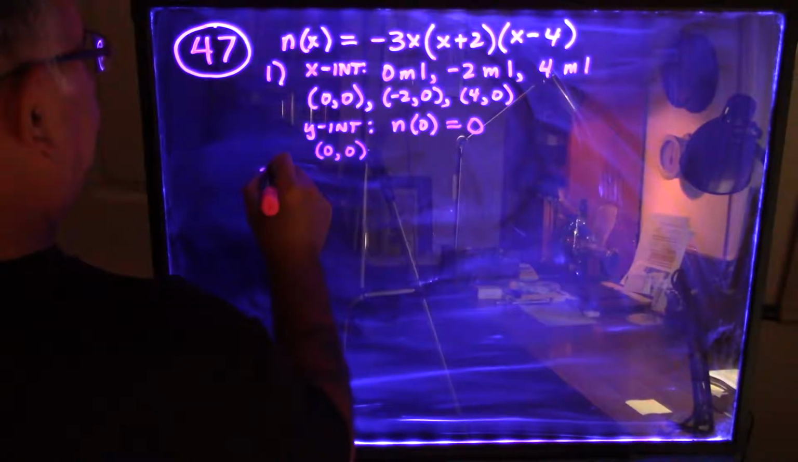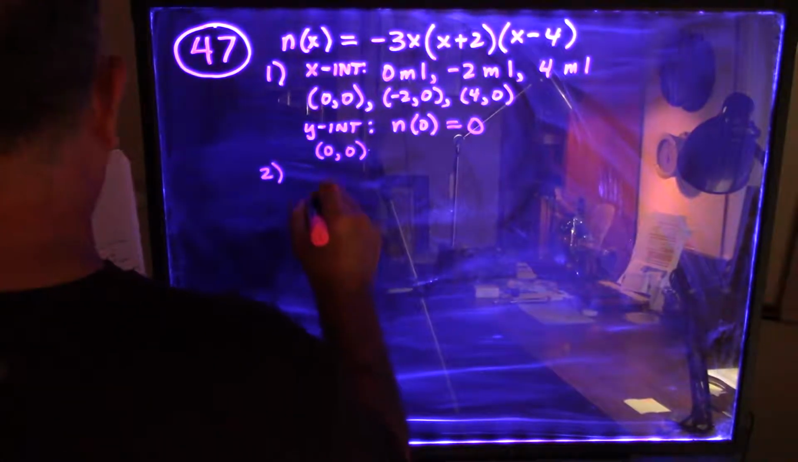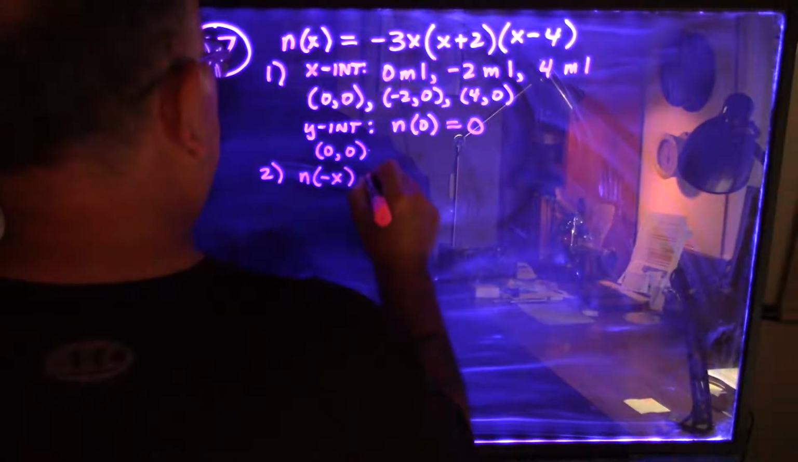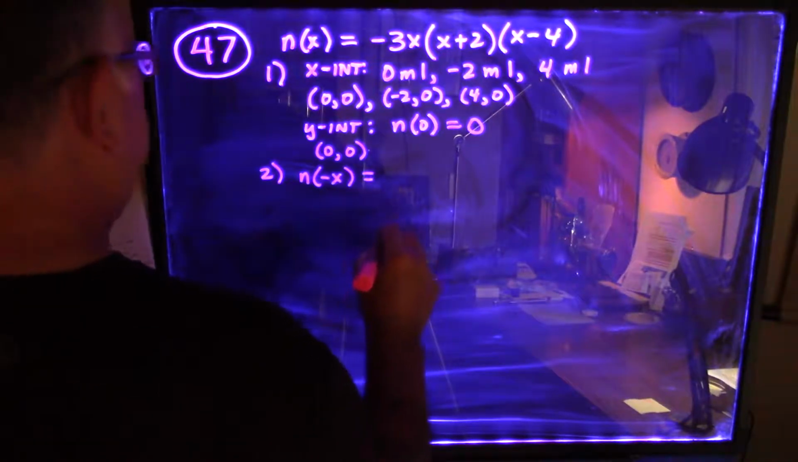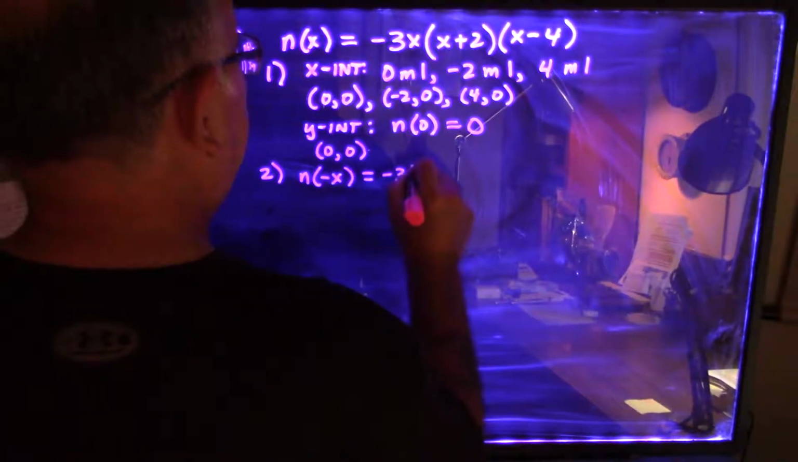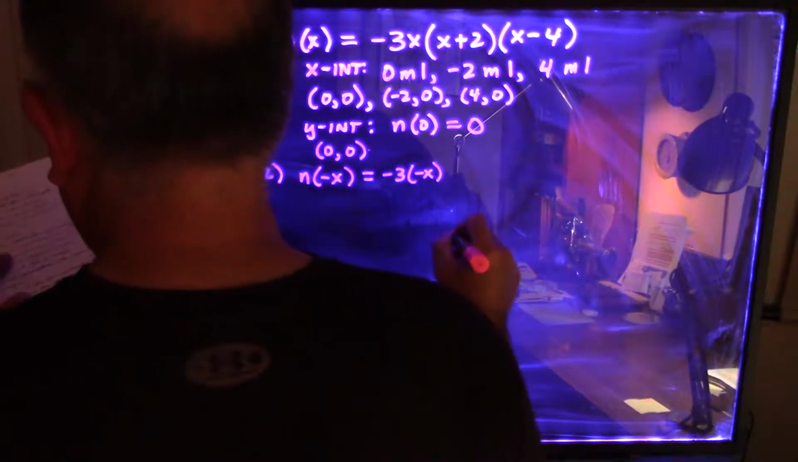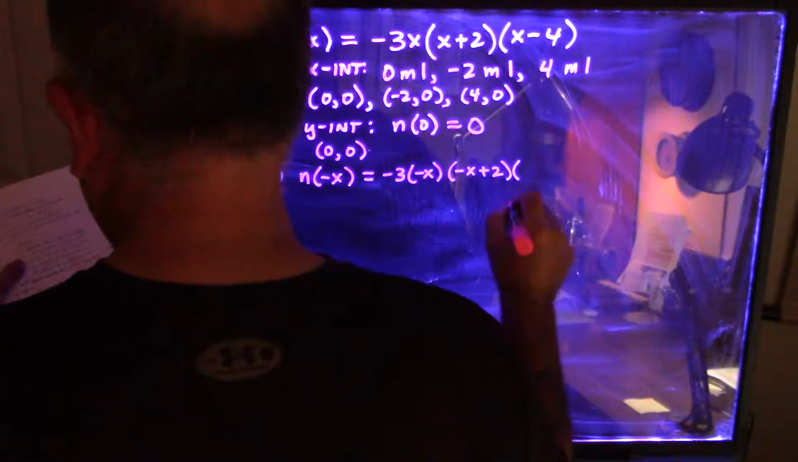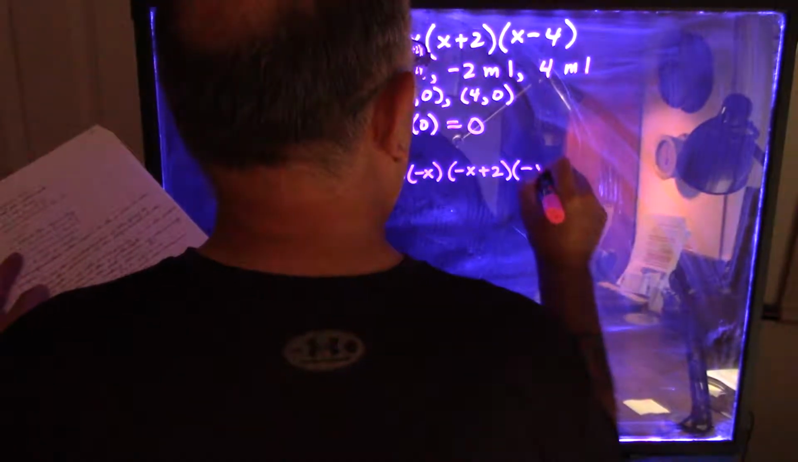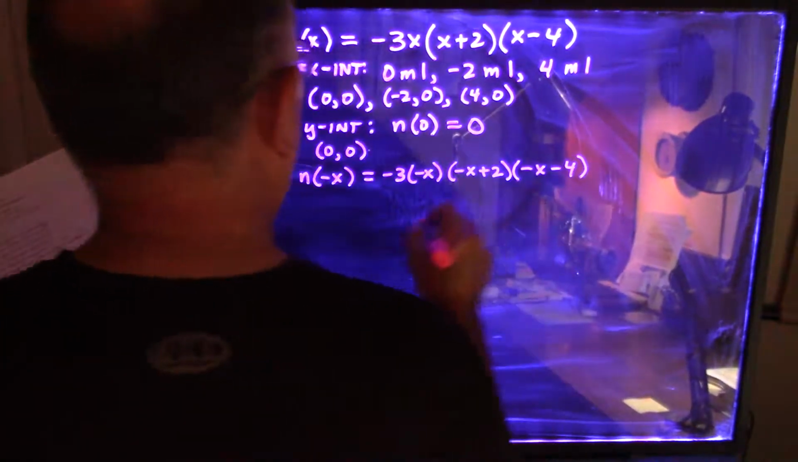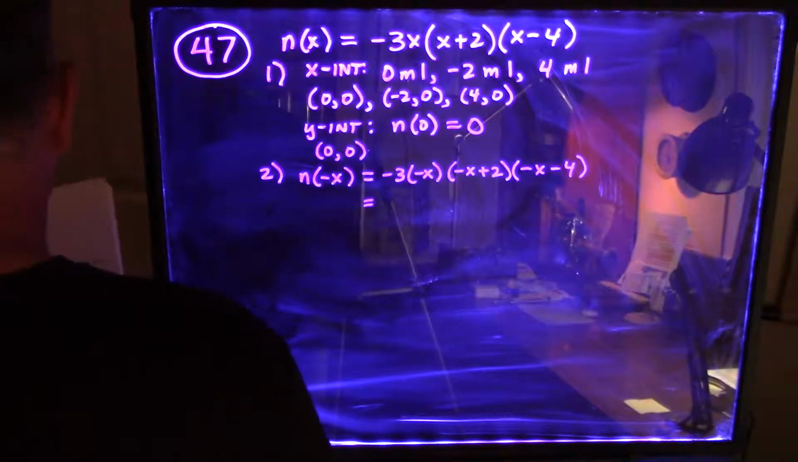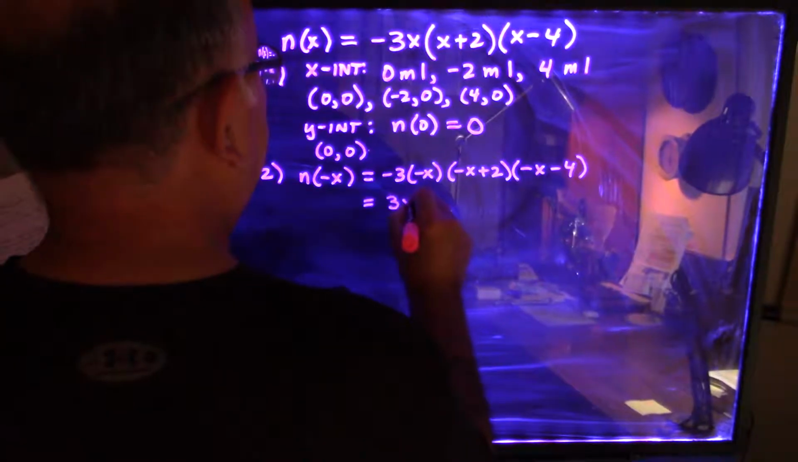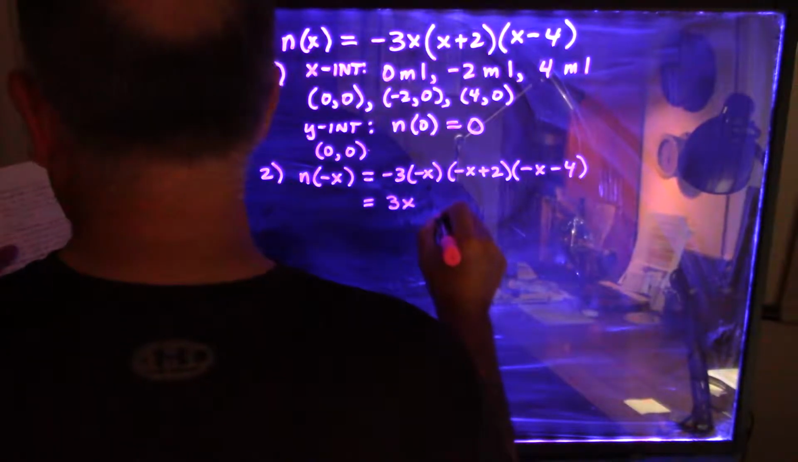Symmetry, step 2. So take n of -x. That equals -3 times -x, and then times -x plus 2 times -x minus 4. So negative times negative is positive, so that's positive 3x. And then we've got the -x plus 2.